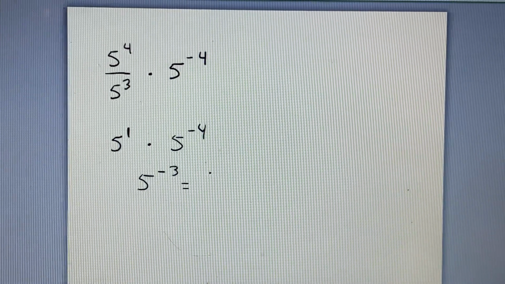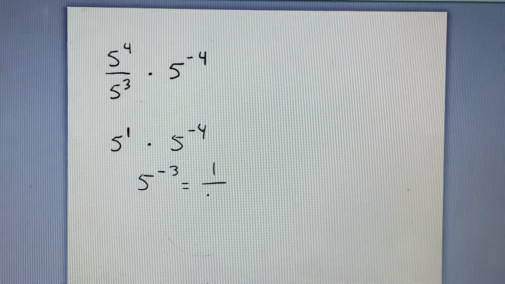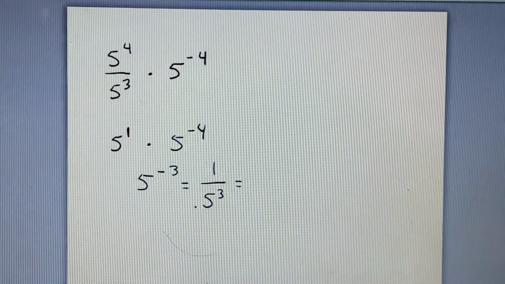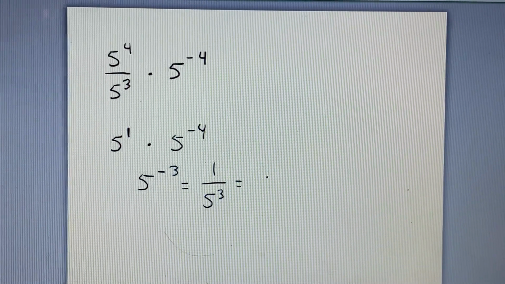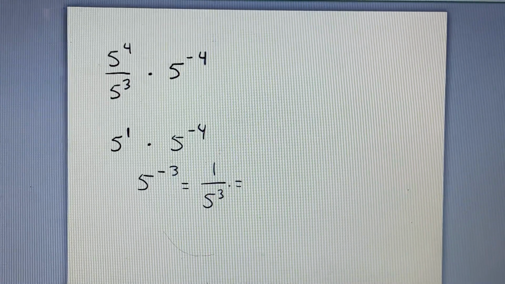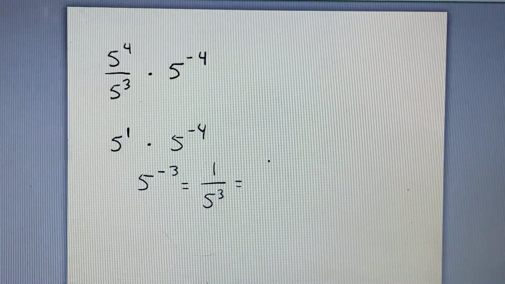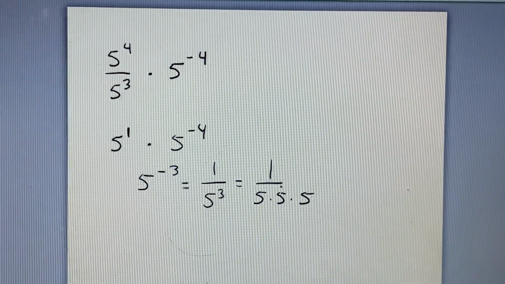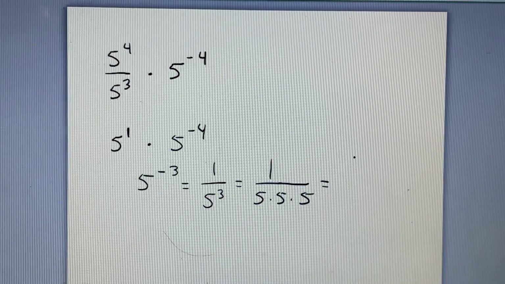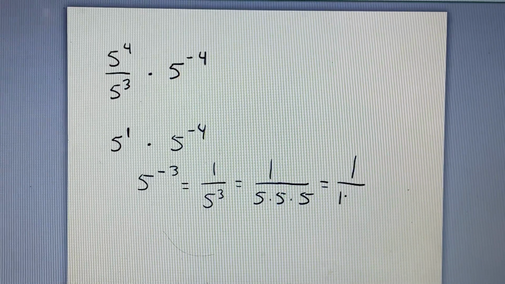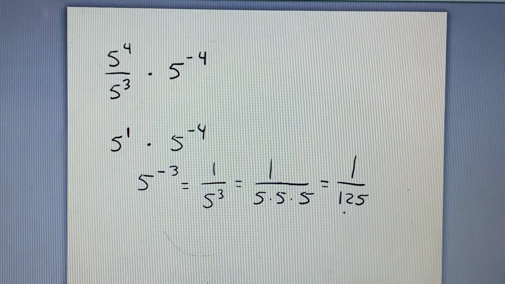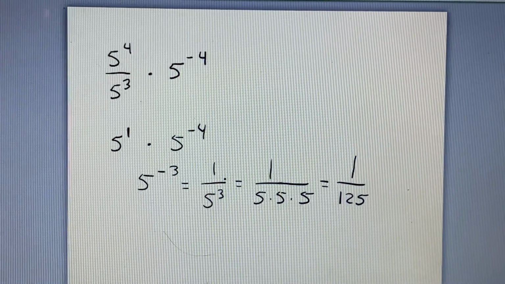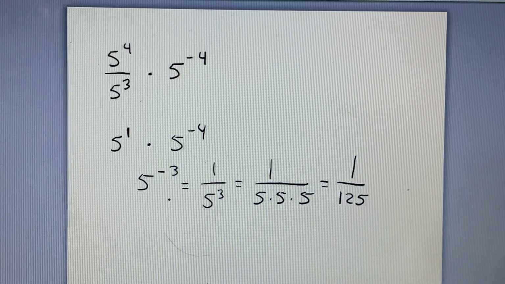Now I'm just going to flip it. If I want a positive exponent, 1 over 5 to the 3rd. And if they said evaluate or simplify, again, I'm going to keep going because I can make this simpler. 5 to the 3rd is the same as 5 times 5 times 5, which is equal to 1 over 125. So this is your answer evaluated or simplified. This is your answer as a positive exponent. And this would be your answer as a negative exponent.